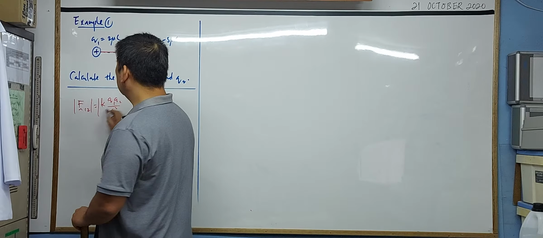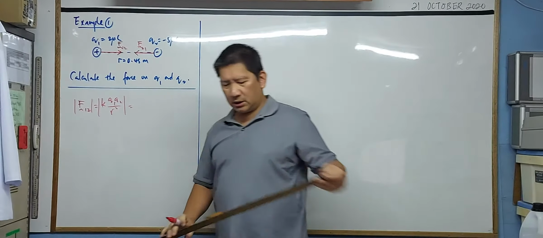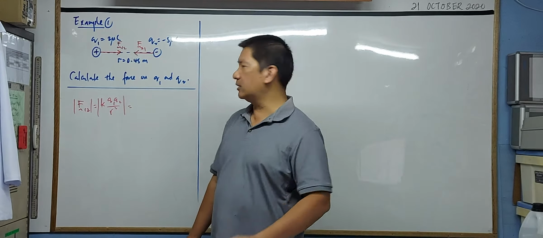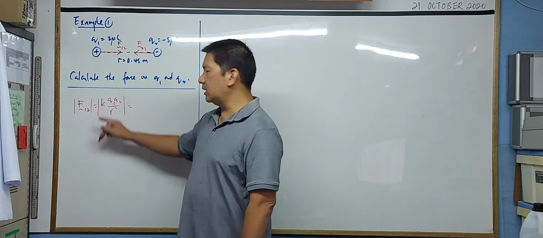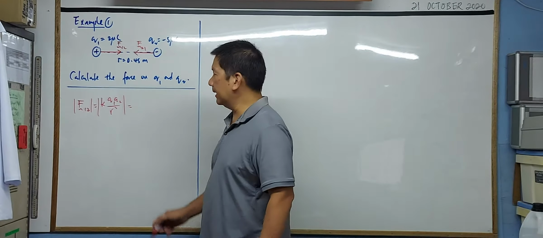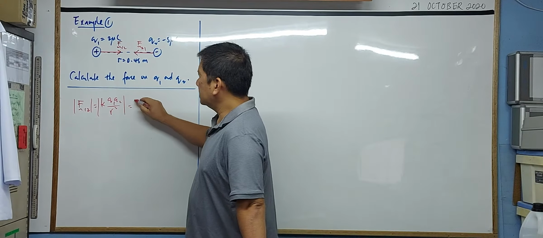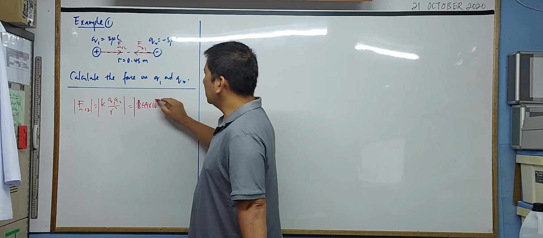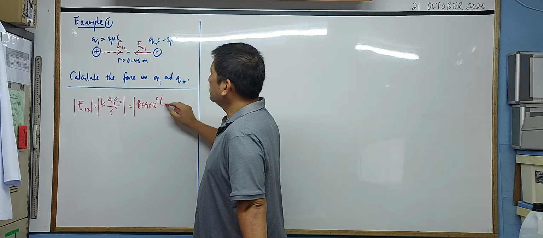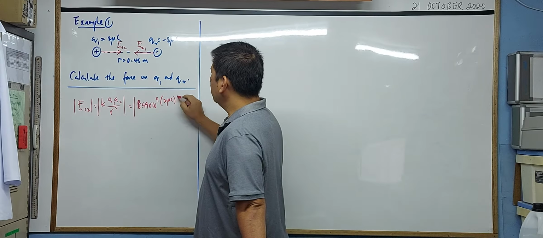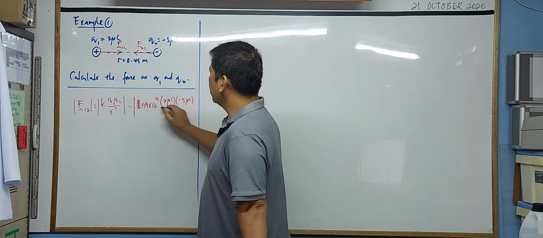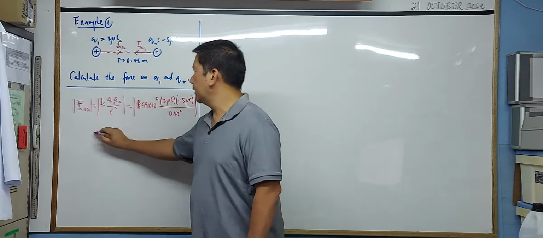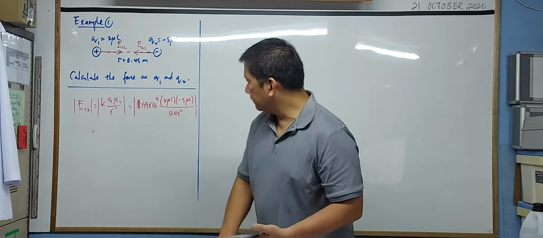So magnitude only. Now since the question didn't mention what medium the charges are in, we assume that it is in vacuum. So our K will be 8.99 times 10 to the power 9. So K equals 8.99 times 10 to the power 9, and then the charges will be 2 microcoulomb and negative 5 microcoulomb, divided by distance 0.45 squared. Right? This one I need a calculator to calculate the value.